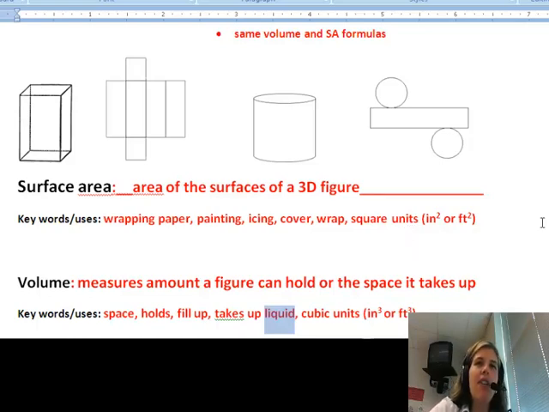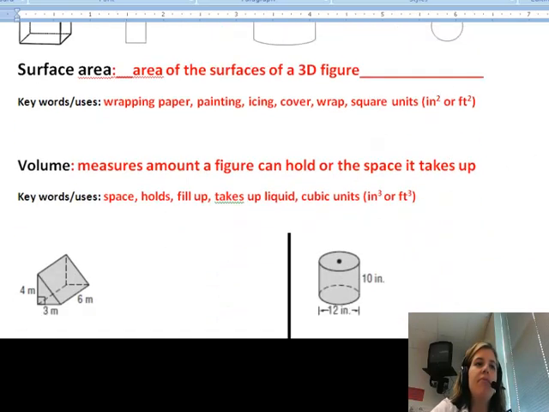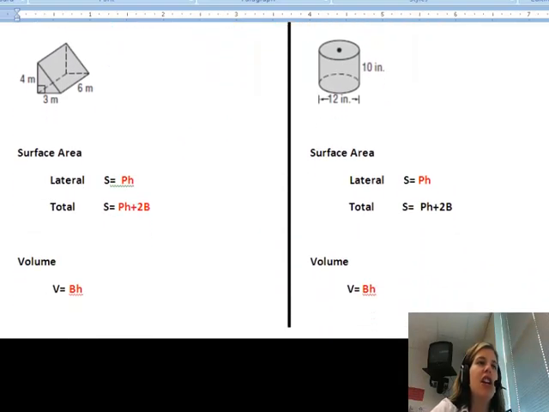Alright, so let's work with those formulas. We said they're the same. Let's see what they look like, and let's work with them. We're going to start first over here with our prism. This is a triangular prism because it's named after its base, and the base is a triangle. So we want to look at our formulas. I've written them in here, and the formula for surface area, if I want just the lateral, is big P times H. For total it is big P times H plus 2B. So we've got to know what those things mean.